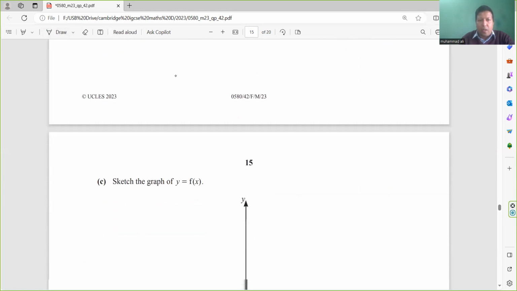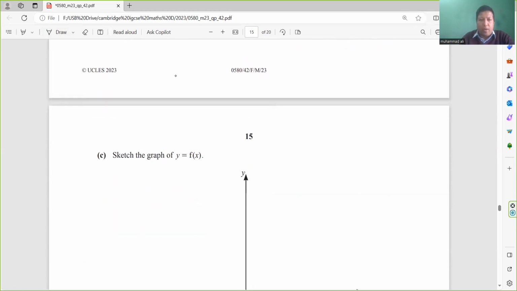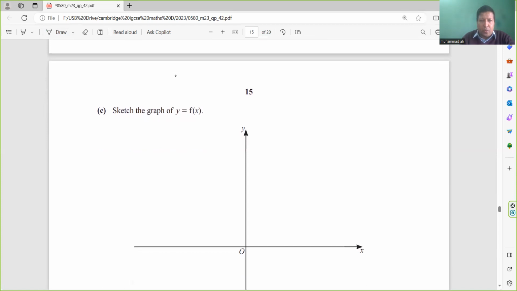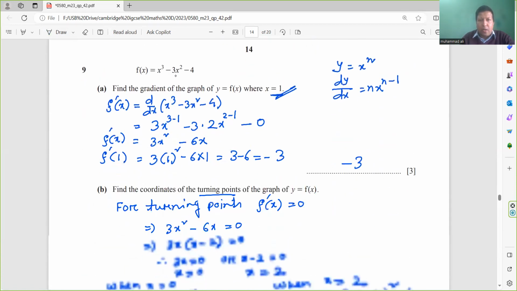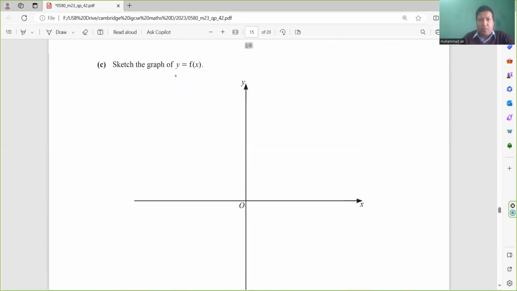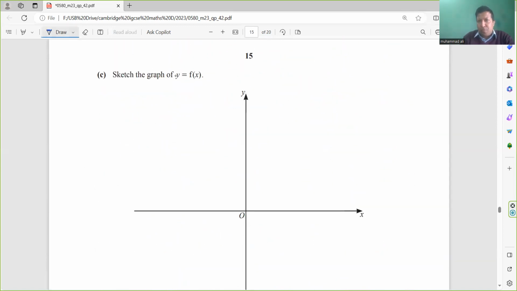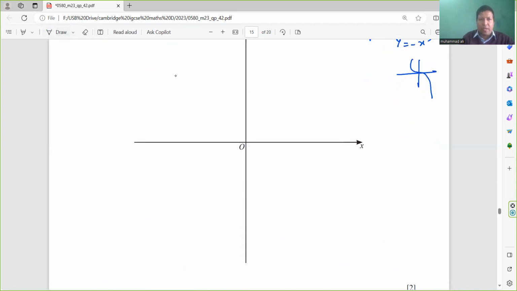Now, sketch the graph of y equals f(x). One thing we have to remember, the x cubed curve and the minus x cubed curve. The y equals x cubed curve pattern will be like this, and y equals minus x cubed curve pattern will be like this. So we have two turning points. That means in these turning points, we'll get the maximum point or minimum point.